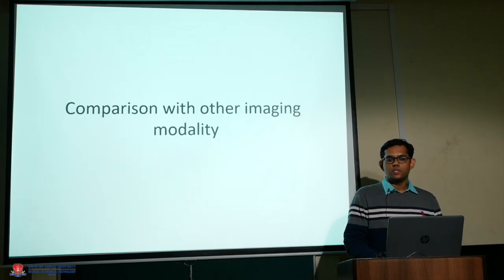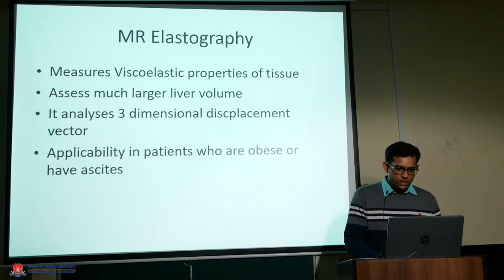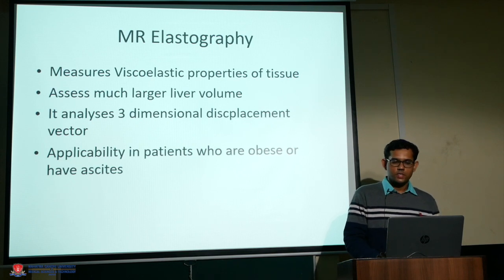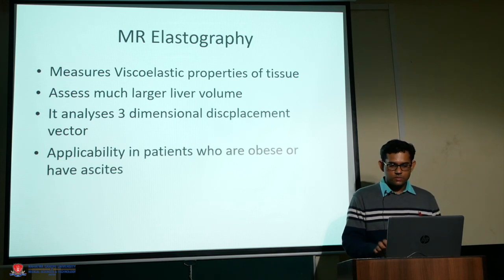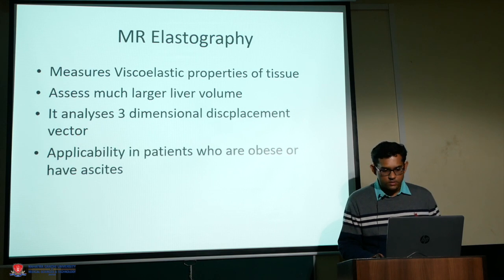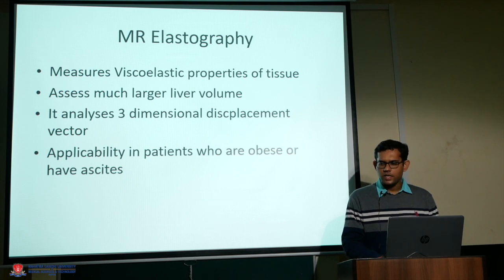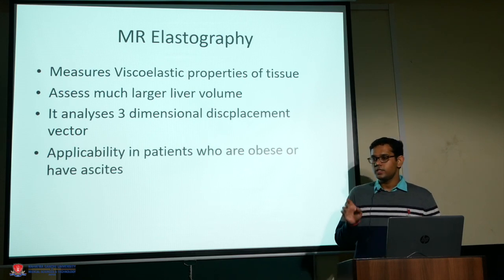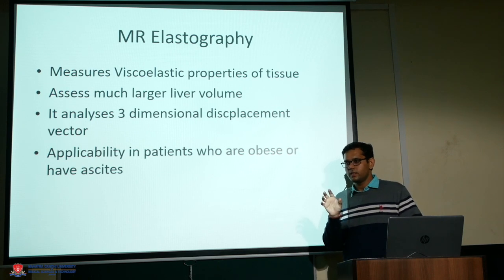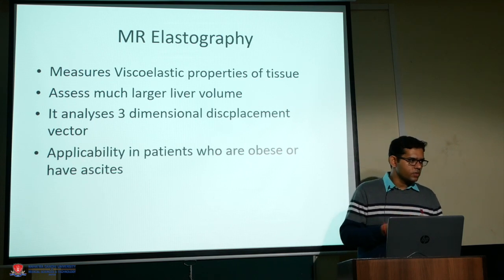Now, comparing transient elastography with other imaging modalities like MR elastography. MR elastography measures the viscoelastic properties of the tissue. It assesses a much larger liver volume. It analyzes in 3 dimensions with a displacement vector. The applicability to patients who are obese and have ascites is more in these patients. So these 4 are the points in favor of MR elastography, which is considered slightly better than transient elastography. But the points in favor of transient elastography are that the machine is portable, the investigation is cheap, and it can be frequently repeated in patients who require it.